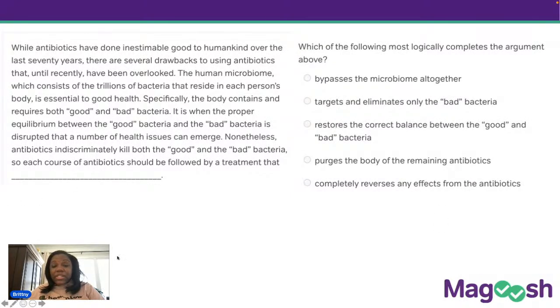But just in case C wasn't as intuitive for everyone, especially those of you who are joining us through the recording, I want to look at why D and E are wrong, okay? D says purges the body of remaining antibiotics.